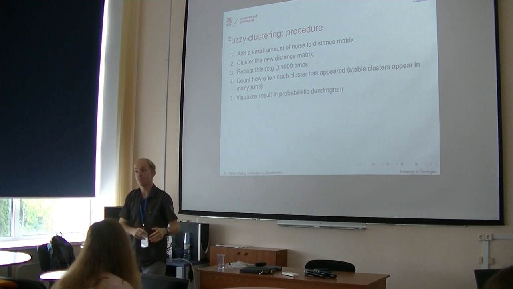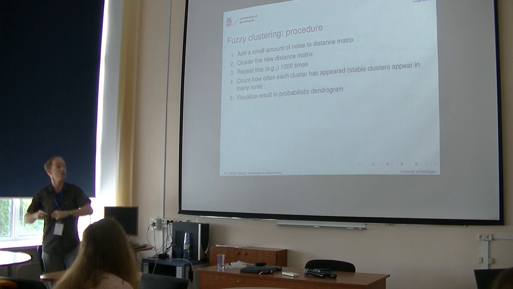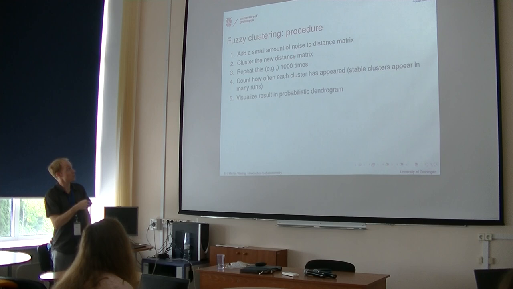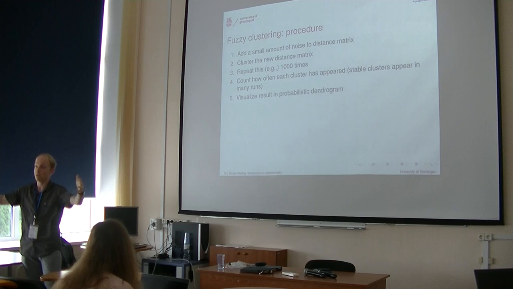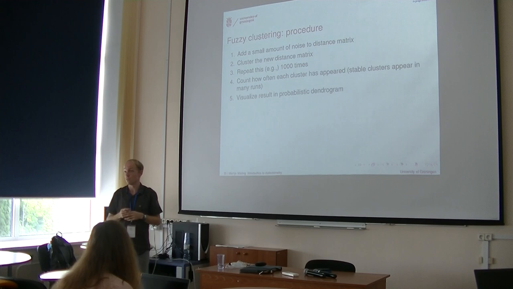We do this thing 1,000 times, right? So we have 1,000 matrices of distances, and for each of these, we cluster this new distance matrix. So we have 1,000 different clusterings, and then we simply count how often each cluster has appeared. So how often were these 2 points, or 4 points, or 10 points clustered together? And stable clusters will appear in many rounds.